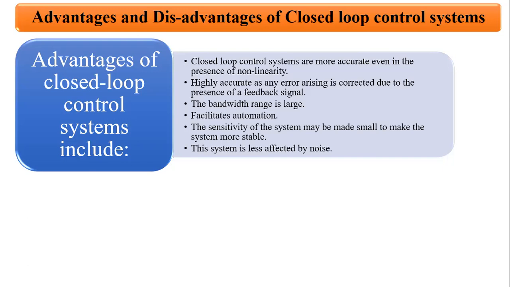The sensitivity of the system may be made small to make the system more stable, right? The system can be less sensitive to uncertainties, disturbances, and noises, and hence is more stable as compared to the open loop system, right? And closed loop control systems are less affected by noise.